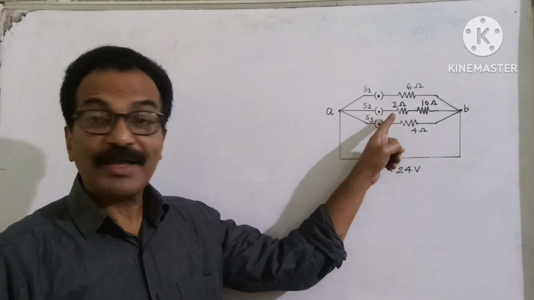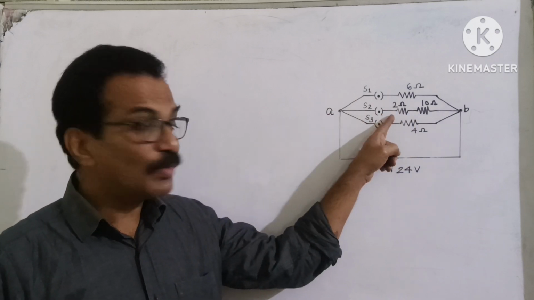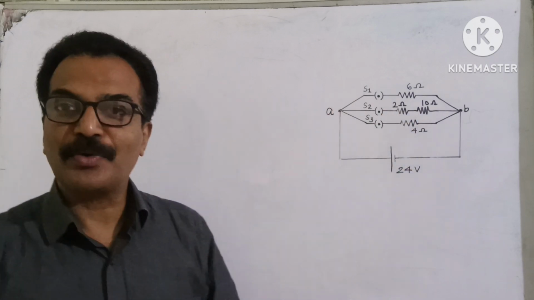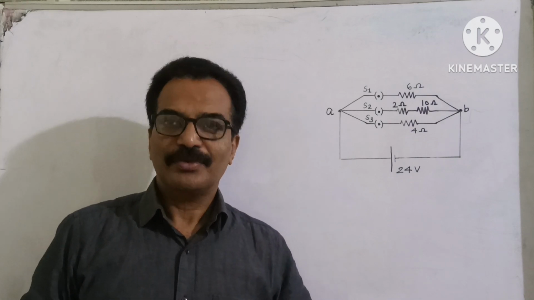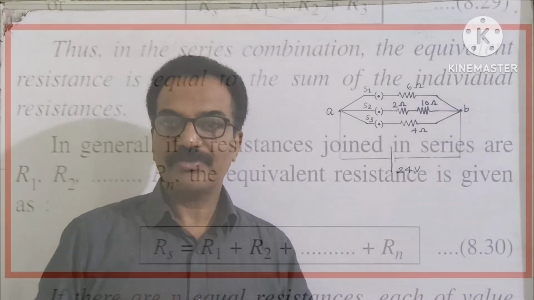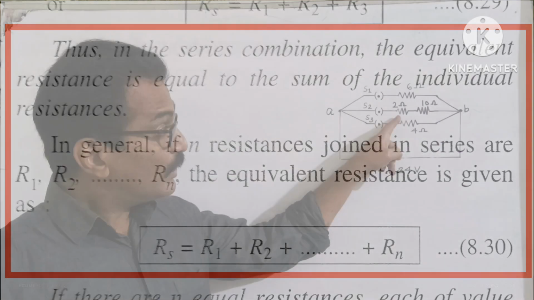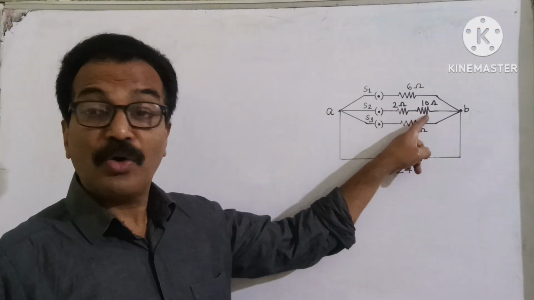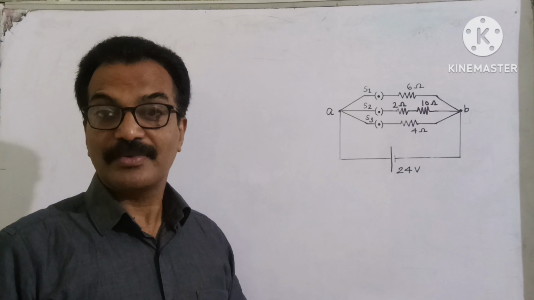In this second branch, there are two resistors. One is of 2 ohm and the other is of 10 ohm. These resistors are connected in series. You know that if the resistors are connected in series, total resistance is nothing but the sum of the resistances. So here this 2 ohm and 10 ohm can be replaced with a single resistance of 12 ohm.